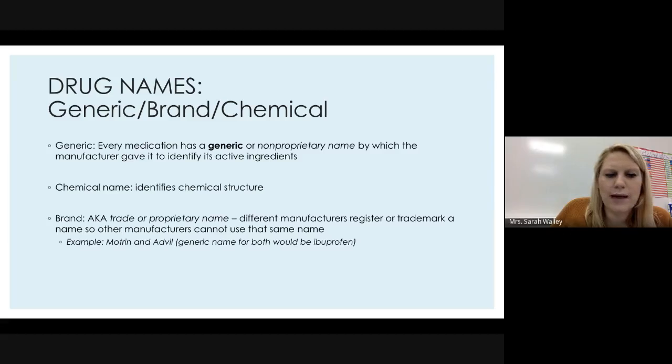For example, Motrin and Advil are the brand names for ibuprofen. Ibuprofen is a generic name. Okay? Can you think of any other ones? Another one would be acetaminophen or Tylenol. So Tylenol is the brand name, but the generic would be acetaminophen.